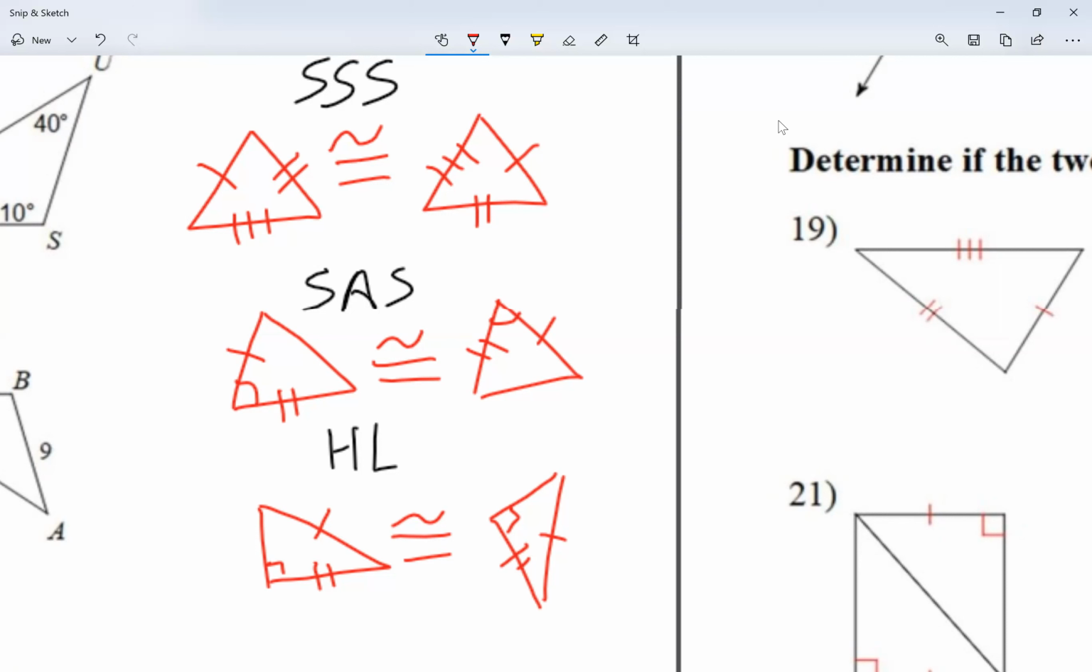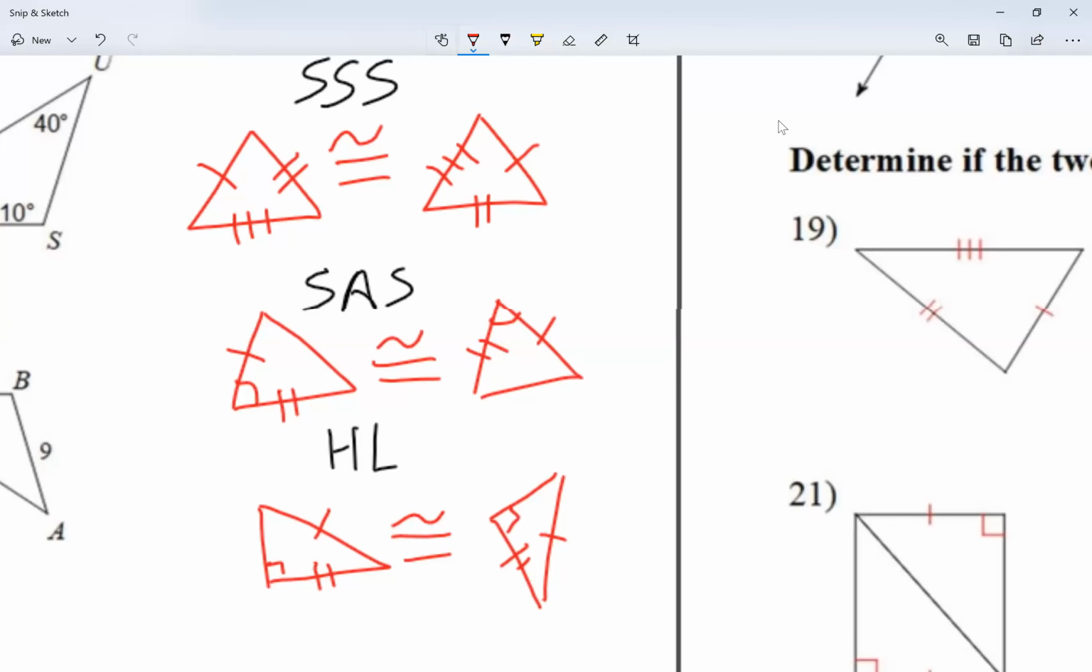Side angle side, I have two sides as well as the included angle. Now here, my 90-degree angle is not the included angle. Remember what I said the included angle was? The included angle is the corner where the two sides meet.